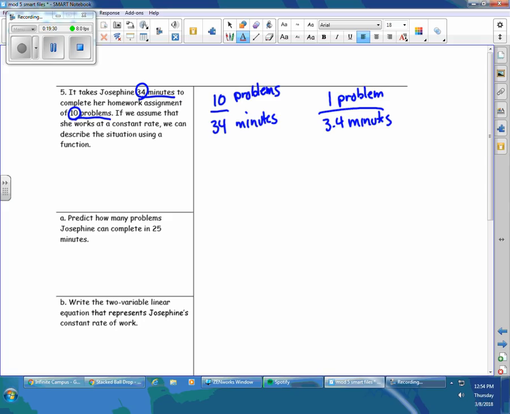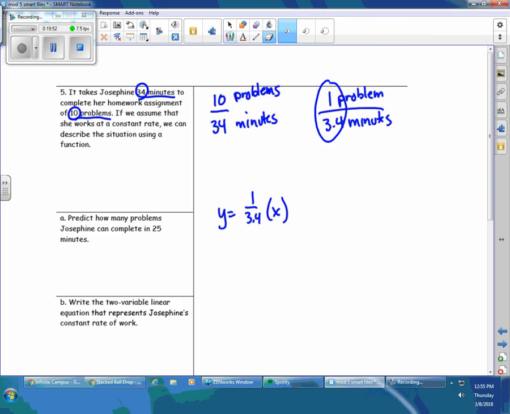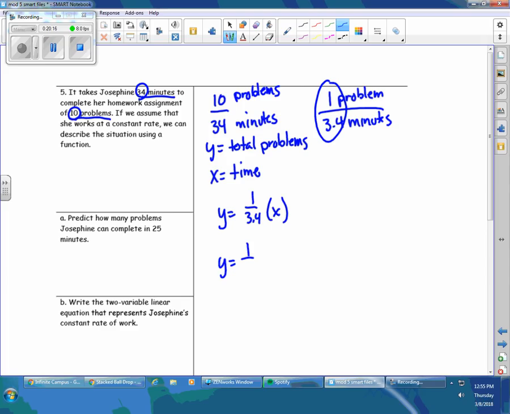Now, can we predict how many problems Josephine can complete in 25 minutes? We should be able to. So y equals our rate times our time. So x is going to be our time. X is time, and y is our total problems. So total problems is 1 over 3.4 times x. We're going to plug in 25. So y equals 1 over 3.4 times 25. So 1 times 25 is 25 divided by 3.4. I'm going to get a weird decimal, so I'm going to round that to about 7 problems.